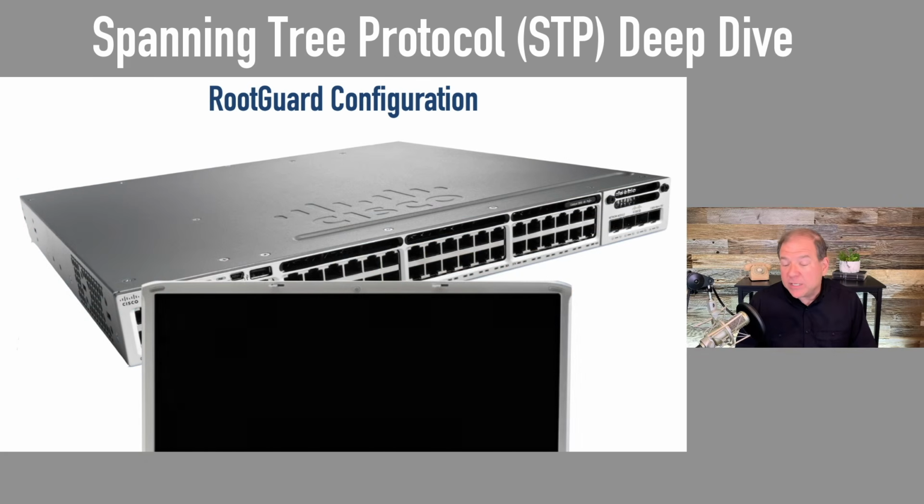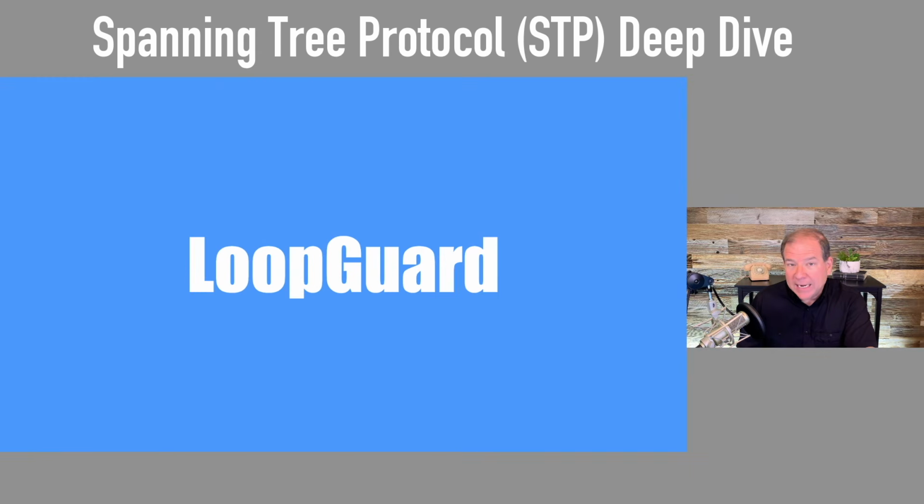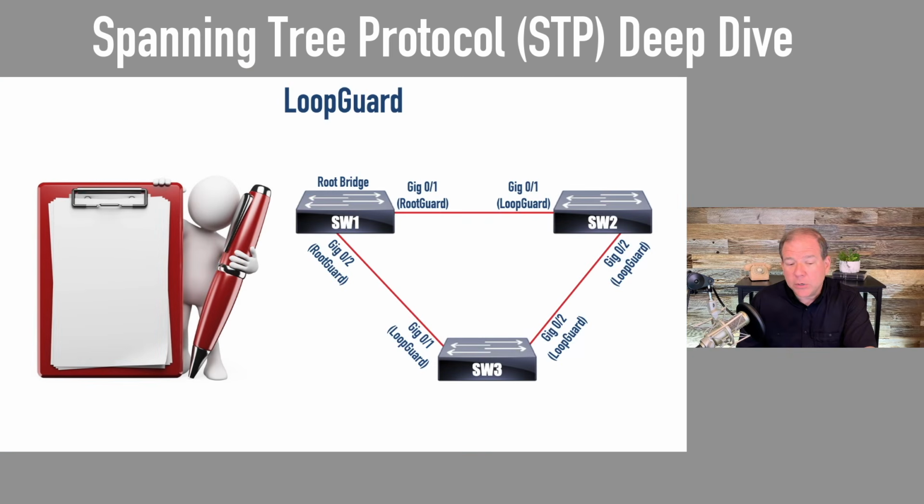The way you set that up, by the way, you set it up on an interface by interface basis. You go into the interface and you say spanning-tree guard root. And that is a security recommendation, and I normally would want to turn that on in an enterprise network. There's another feature I might want to turn on that kind of goes hand in hand with root guard, and it's called loop guard. Now, loop guard is going to help us again.